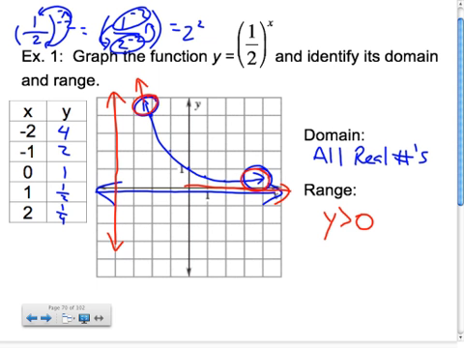You can never be 0. There's no value of x that you could plug into that function that will spit out a y value of 0. So your y will always be greater than 0. We're going to get extremely, extremely close to 0, but we'll never actually be 0.